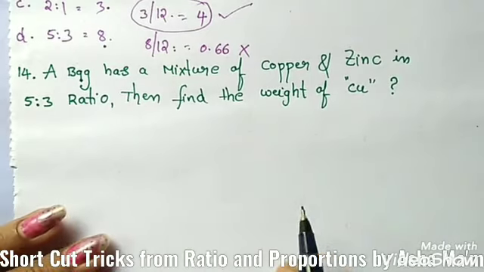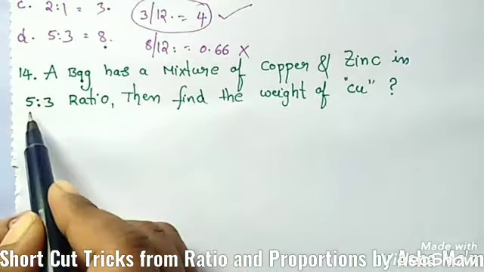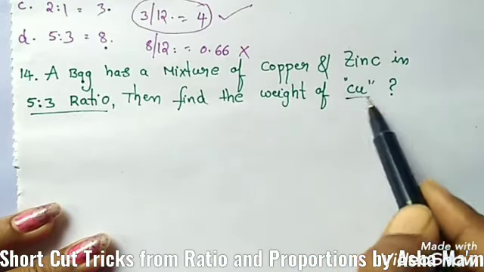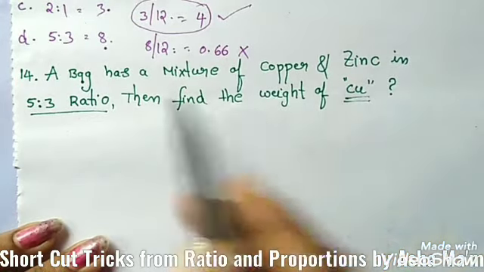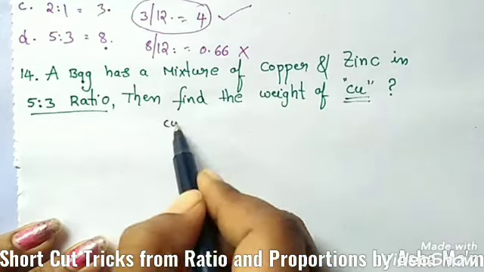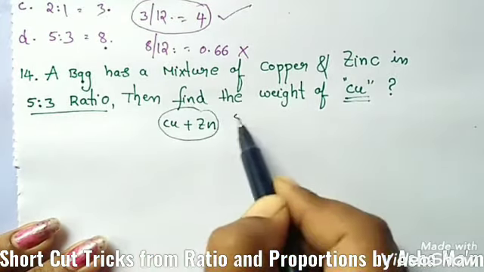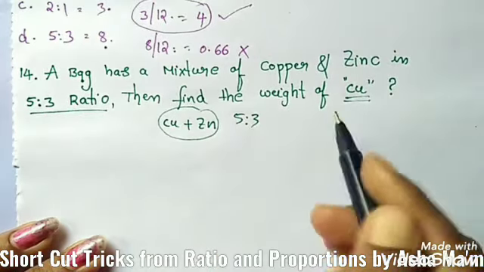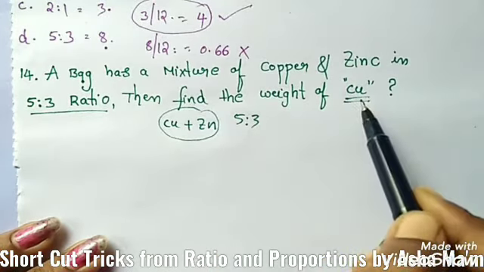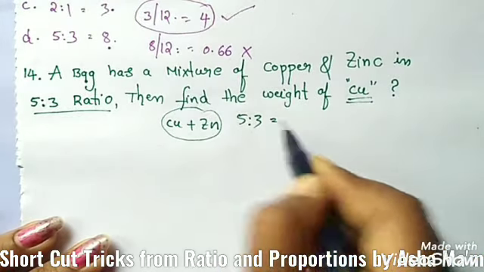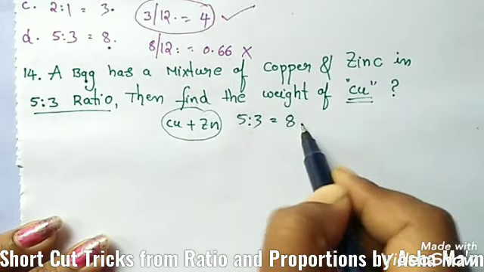A bag has a mixture of copper and zinc in 5 is to 3 ratio. Then find the total weight of copper. So ratio given, a bag has a mixture of copper and zinc in the ratio 5 is to 3. Now we have to find out the weight of copper here. Now students, 5 is to 3 means 5 plus 3 is 8.